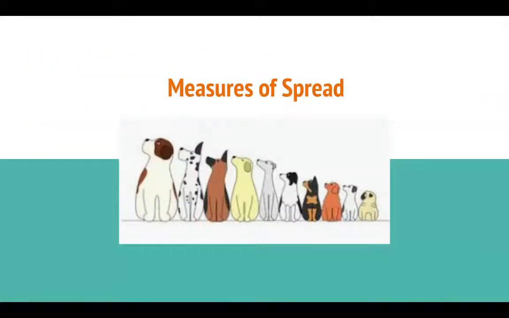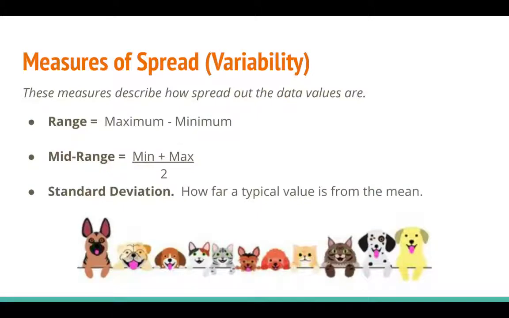We can also talk about measures of spread. Measures of spread describe the variability or how spread out our data values are. The first measure of spread is the range. It's the maximum minus the minimum, highest value minus the lowest. The mid-range gives us the middle of the data, halfway between the minimum and maximum. So we average those two. Min plus max divided by 2 is our mid-range.